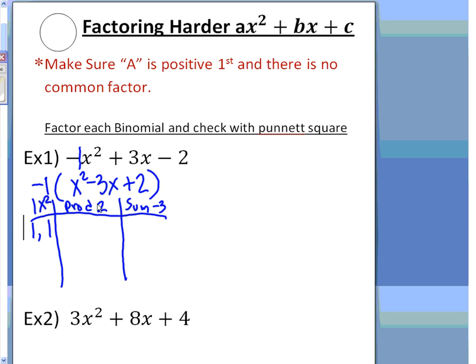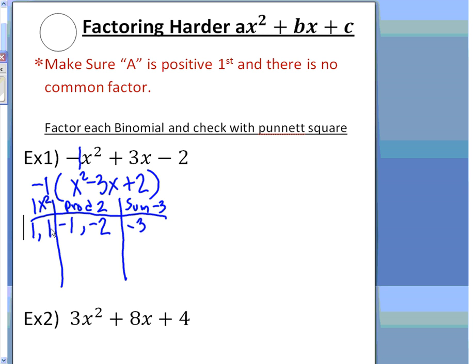All right, now I want a product that's positive 2, but a sum that's negative 3, which is a key to me right now that it's probably going to be two negative numbers that multiply to a positive 2, but give a sum of a negative 3. Well, it's pretty obvious it's going to have to be negative 1 and negative 2. And let's go ahead and check that. 1 times a negative 1 is negative 1. 1 times a negative 2 is negative 2. And a negative 1 plus a negative 2 does give me a sum of negative 3. So that's the sum that I wanted.